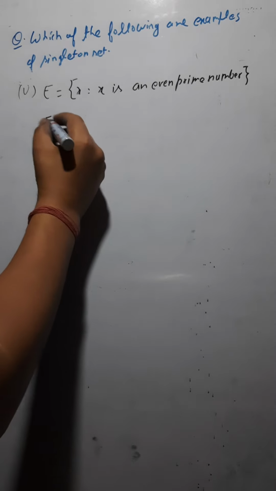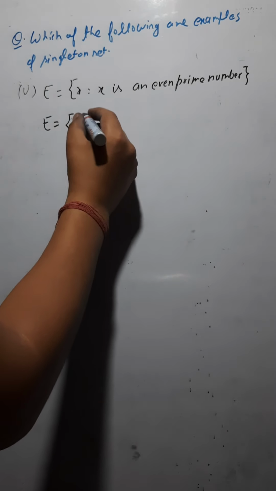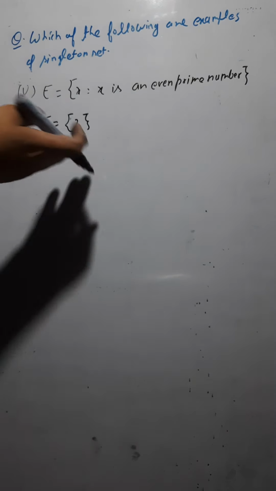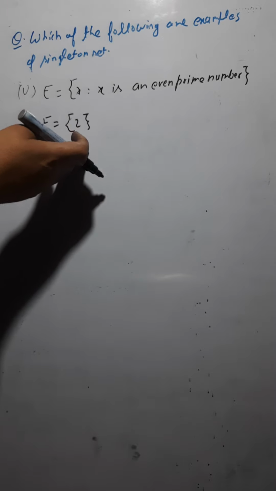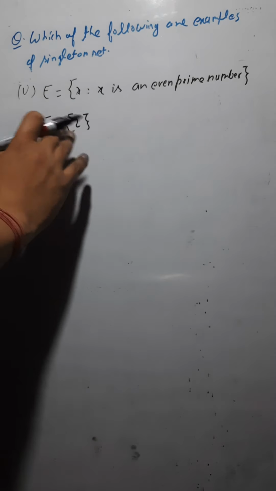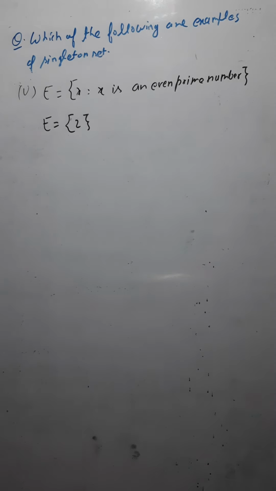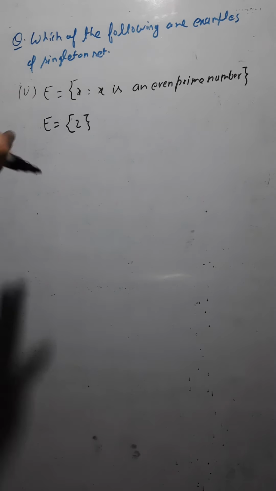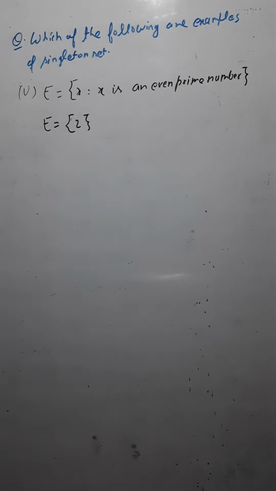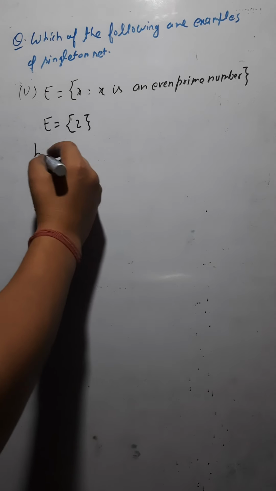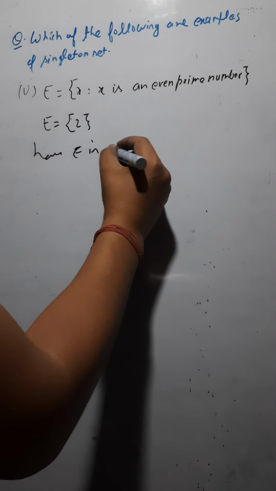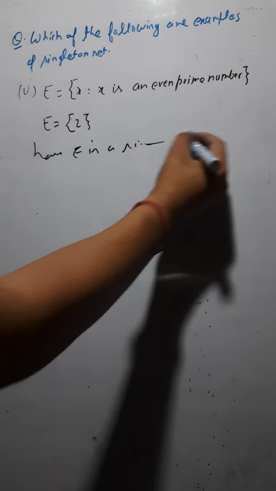So the set E would contain only one element, that is 2 here, because only 2 is the even prime number; you are not having any even prime number after 2. Okay. 3, if you take, is an odd prime number. Let's take 5, which is also an odd prime number. So the rest of the prime numbers are odd, but only 2 is the number which is even as well as prime. So this set contains only one element. So hence E is a singleton set. E is a singleton set.